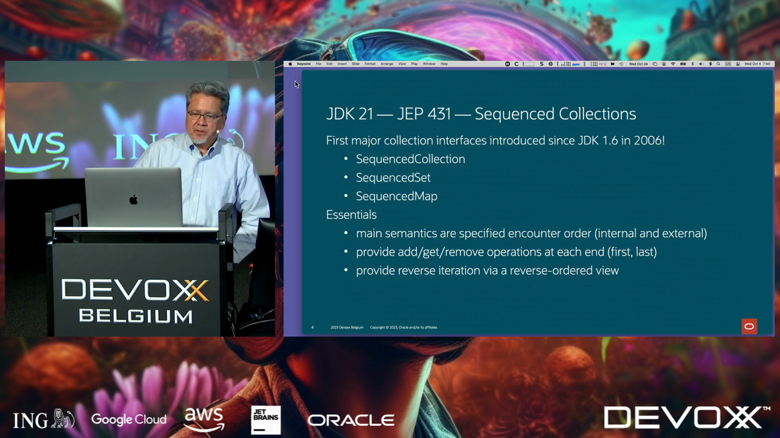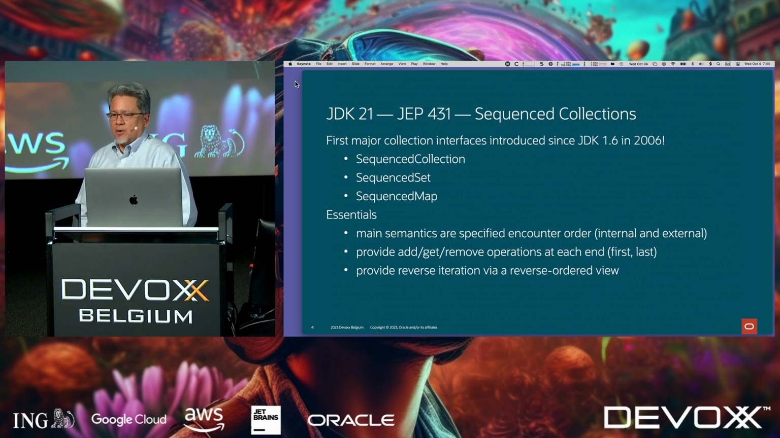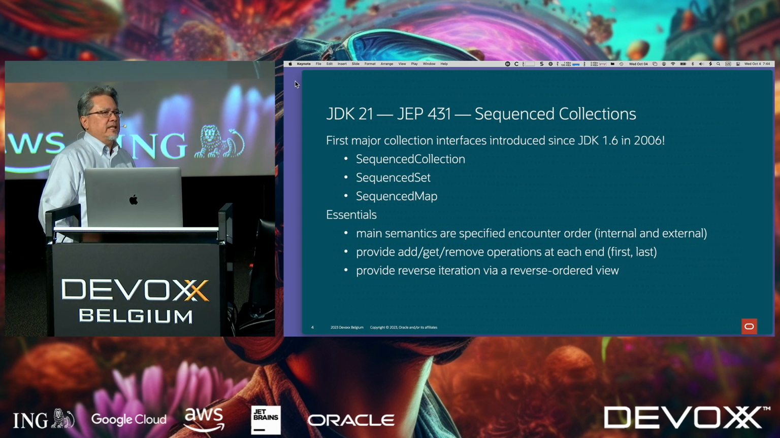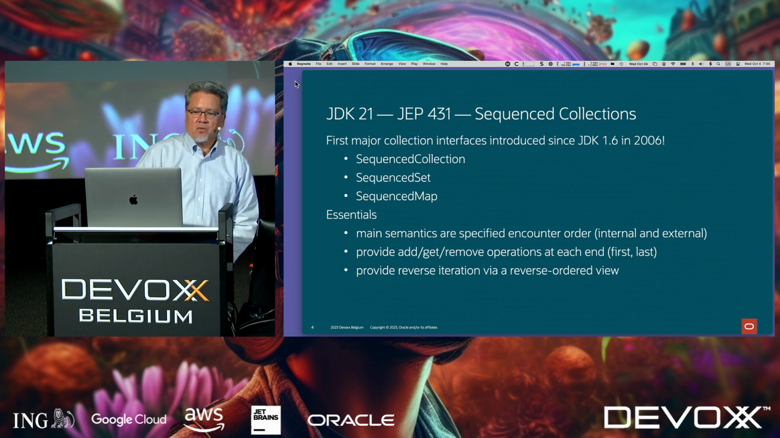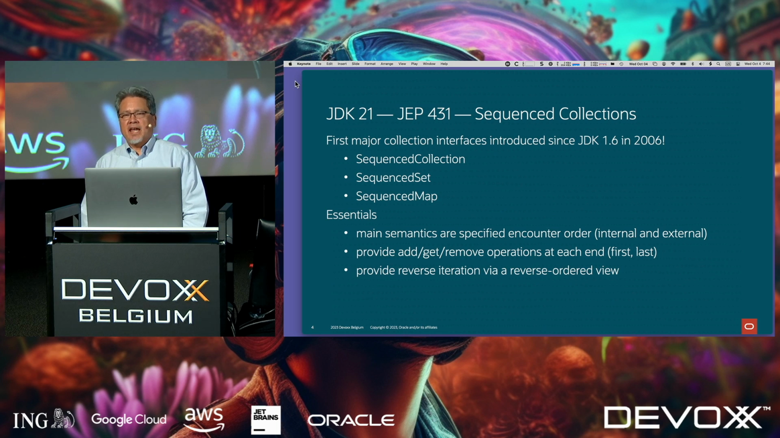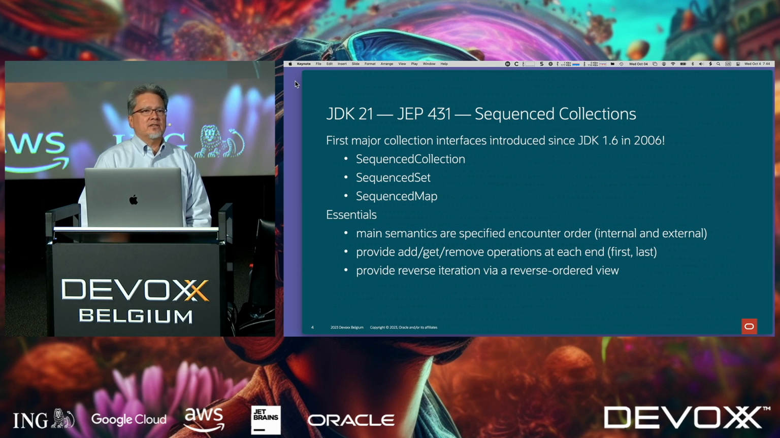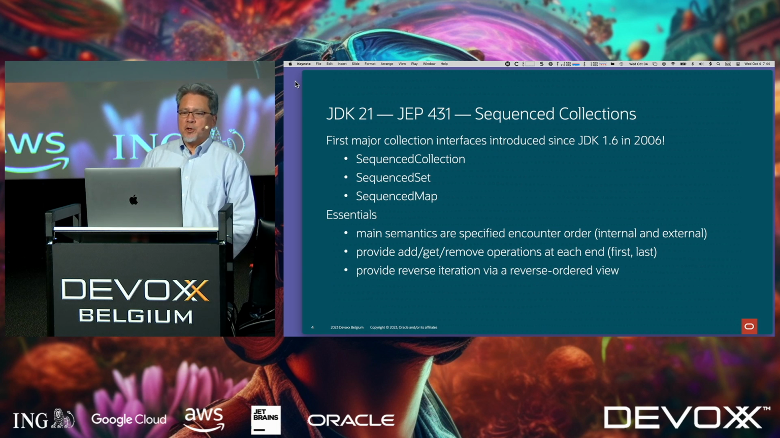Okay, so what do we do about that? Well, fast forward all the way to 2023, we are finally adding more collection interfaces to the collections framework. So really, there have been enhancements over the years, such as the unmodifiable collections and streams and things like that. But there actually have been no new abstractions added to the collection framework itself since 2006. So yeah, maybe this is a long time overdue.